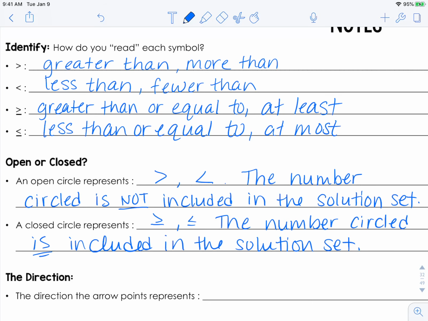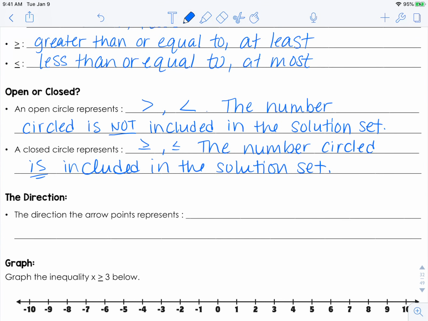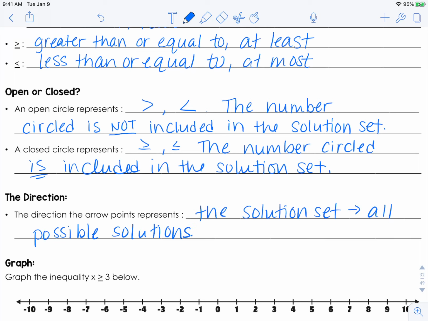And so we've got our circle figured out. You have the terms for the symbols. Now we need to look at the arrow. So the direction the arrow points represents the solution set, which is also all possible solutions. And it's important for you to understand that a number line, what you have in front of you, is not infinite. It's meant to be infinite for the arrows, but it's not infinite. So just because your line only extends to 10 on a number line, that doesn't mean that you only have a solution set up to 10. It means it's from this point and beyond.